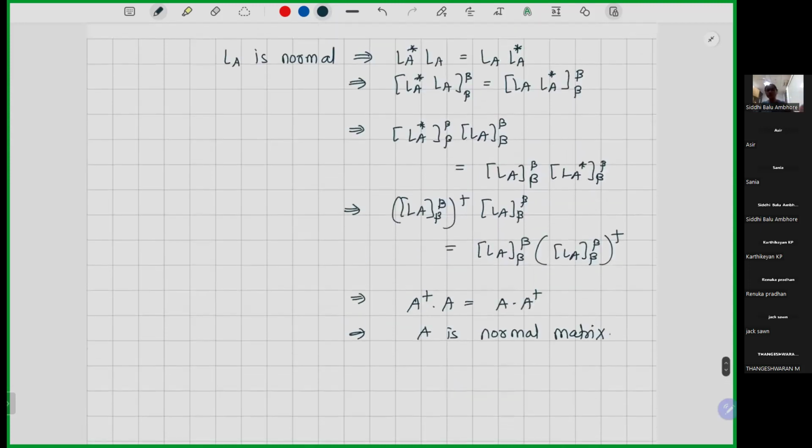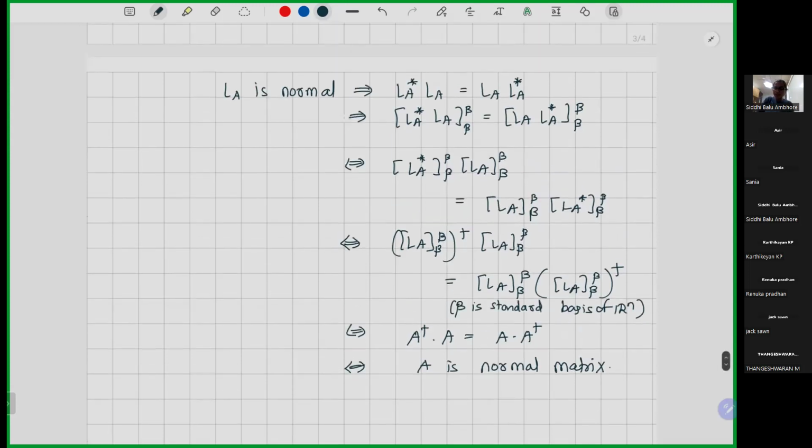And if I want to reverse this, that A is a normal matrix, then this will imply A dagger into A is equal to A into A dagger. But what is my A equal to? A is LA beta to beta, right? This we know, since beta is the standard basis of Rn. Then this holds, these are the properties of linear transformation matrices, and this will imply that LA is normal.